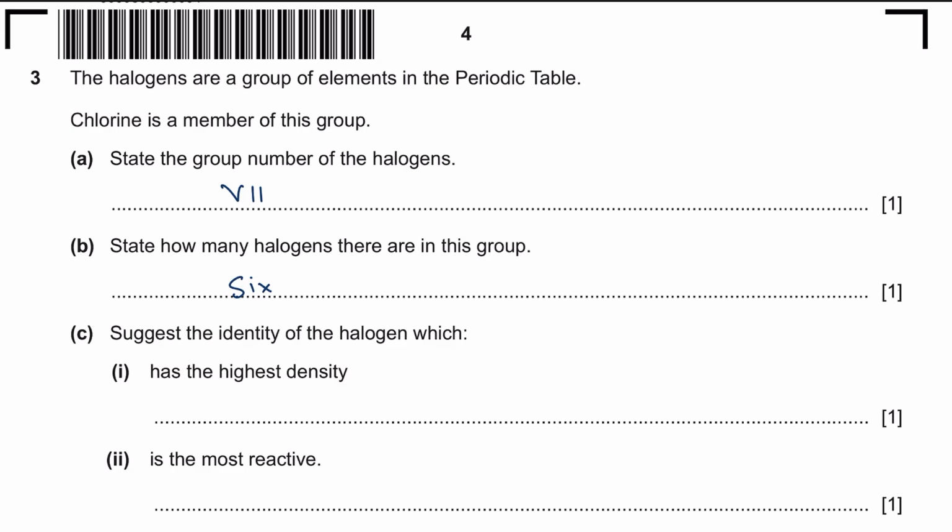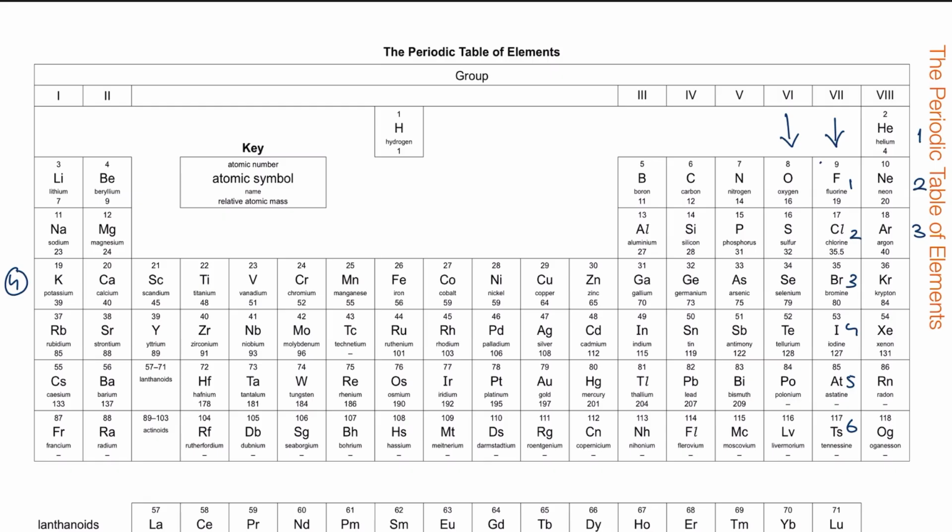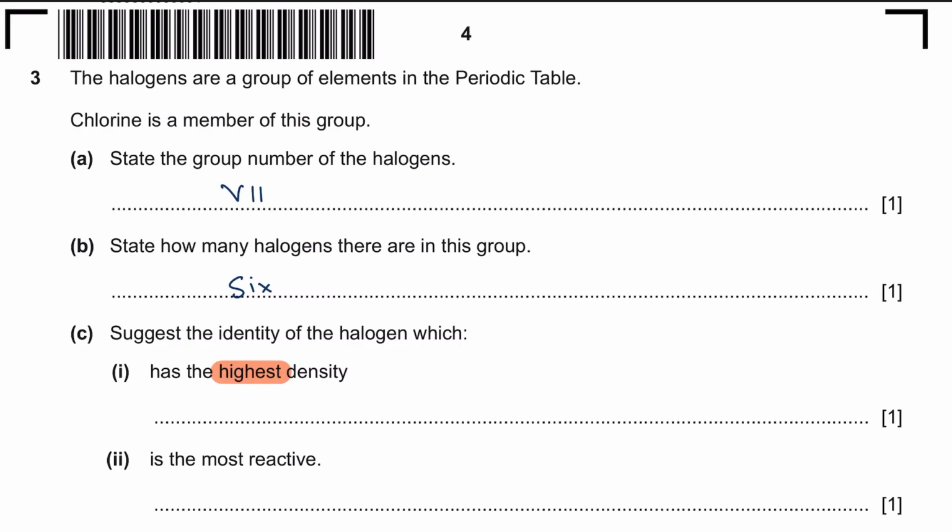Suggest the identity of the halogen which has the highest density. Okay, so down the group for group 17, the density increases. So as density increases down the group, the heaviest one would be tennessine. So TS, or you can simply write the name.